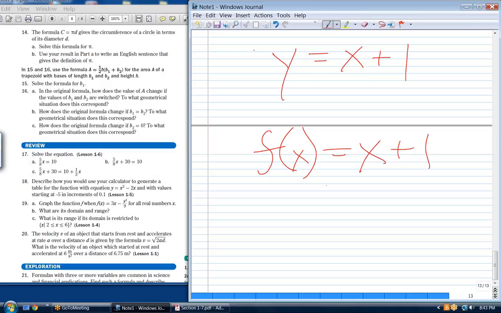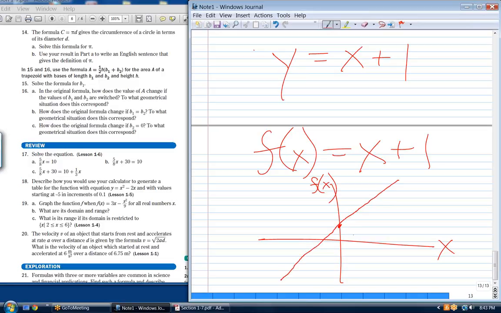Okay, if I'm going to graph it, I can call this the x-axis and call this either the y-axis or the f of x-axis. Well, if I put this in y equals mx plus b format, I know the y-intercept is 1, and it has a slope of 1. It's going to look like this.